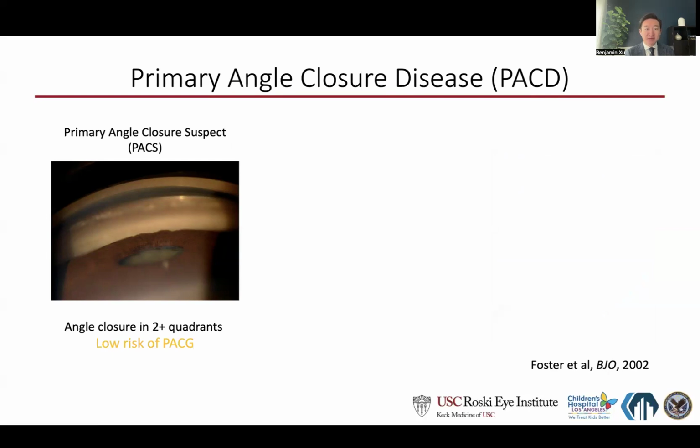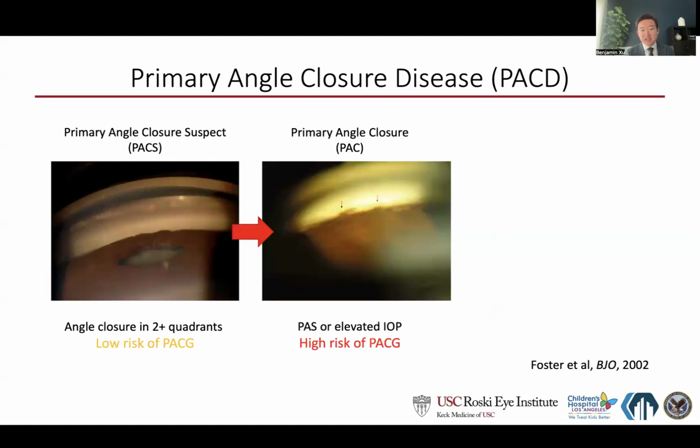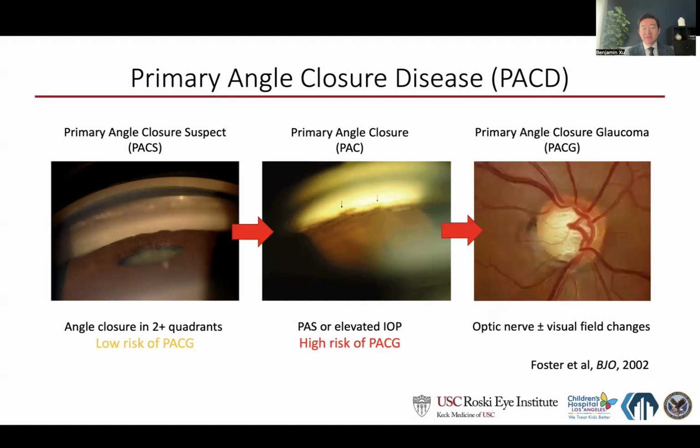Primary angle closure suspect, or PACS, is the mildest form in which there are two or more quadrants of angle closure on gonioscopy. This is thought to be a low-risk state for PACG. The next stage is primary angle closure, or PAC, in which there is also peripheral anterior synechia or elevated intraocular pressure over 21 millimeters of mercury. This is thought to be a high-risk state for PACG. Finally, PACG is diagnosed in the presence of glaucomatous optic neuropathy with or without visual field changes.